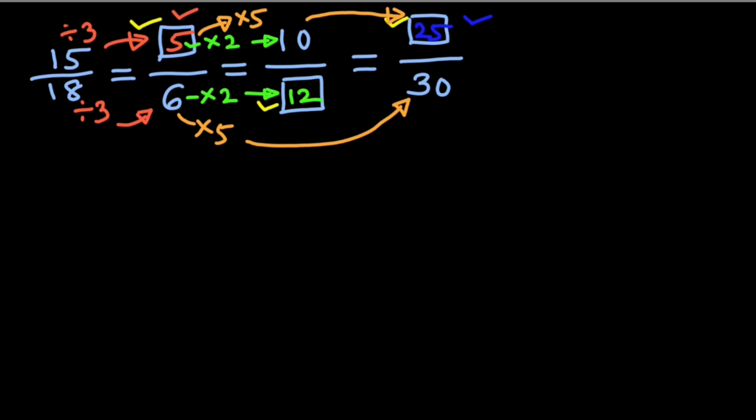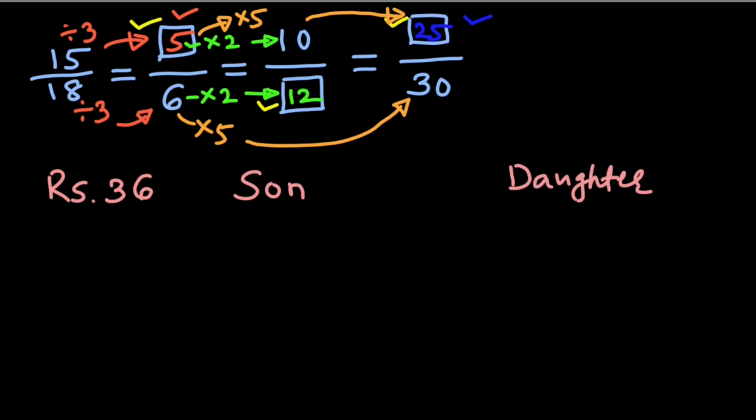In the next problem, mother wants to divide rupees 36 between her son and daughter in the ratio of their ages. Age of the son is 15 years and that of the daughter is 12 years. We have to find out how much money the son will get and how much the daughter.